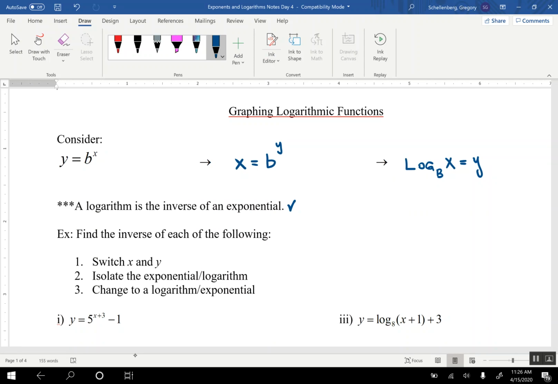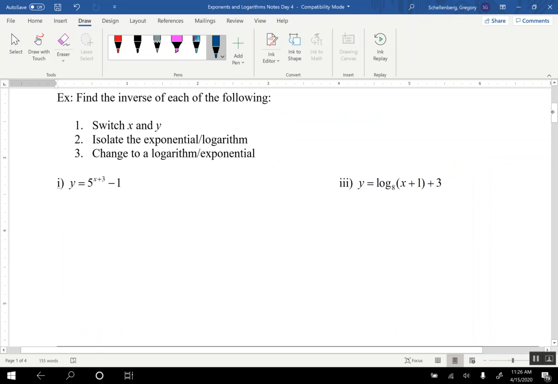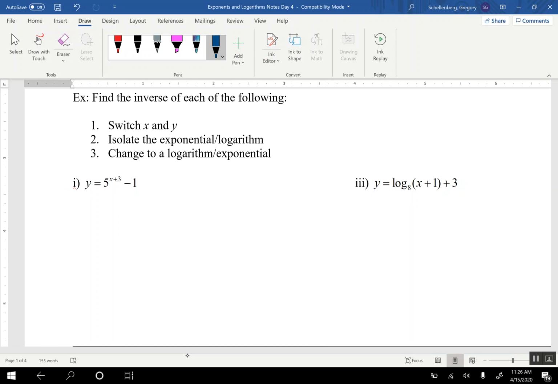And so we have re-isolated y, and what we see is that a logarithm is the inverse of an exponential. So let's try some of these. Find the inverse of each of the following. Switch x and y, isolate the exponential or the logarithm, and then change to a logarithm or an exponential. Okay, so here we go. First one, I'm going to rewrite this as x is equal to 5 to the y plus 3, minus 1.